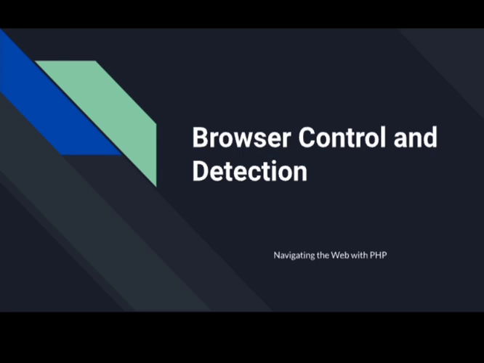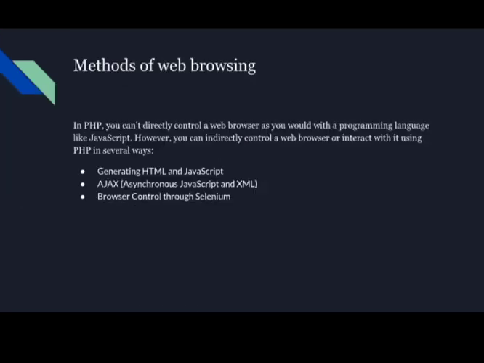Browser control means ensuring that our web page or web application behaves consistently and correctly across different web browsers like Chrome, Firefox, Safari and others. It is essential because each browser may interpret and display web pages slightly differently. By controlling how our website works in each of these browsers, we can provide a smooth and uniform experience for all our users.